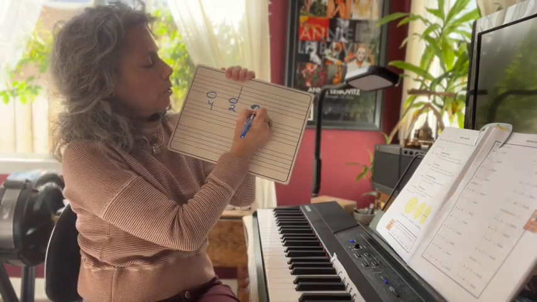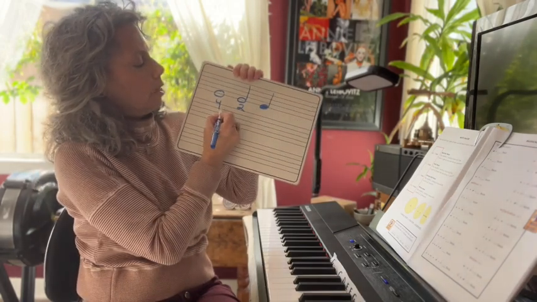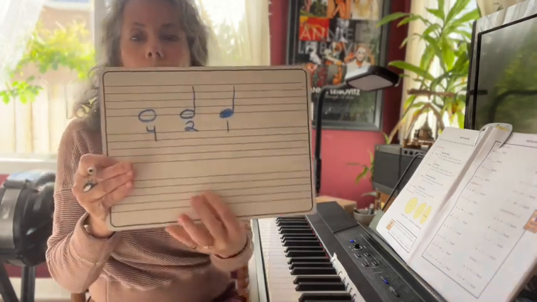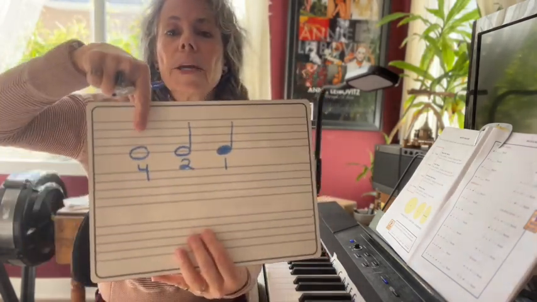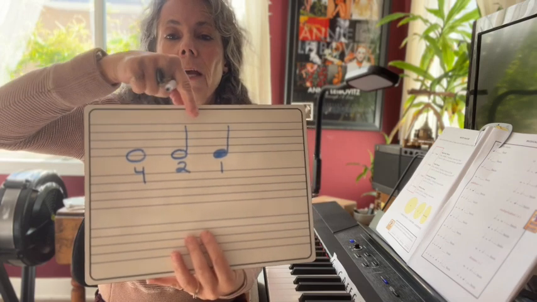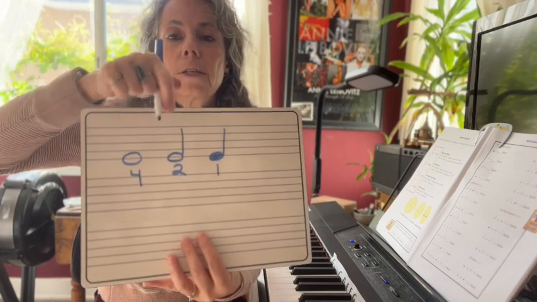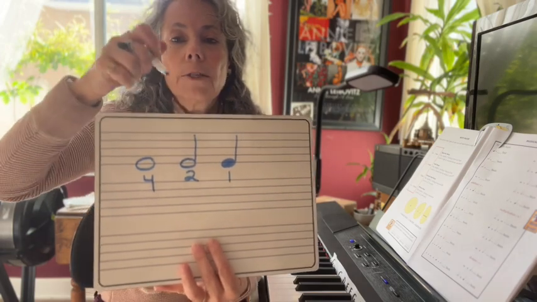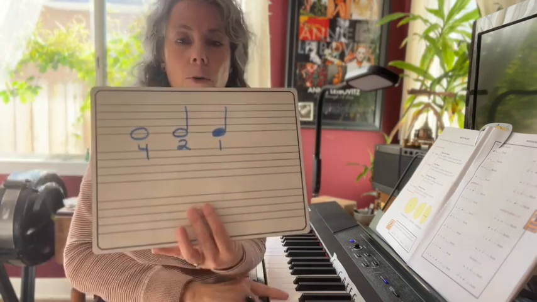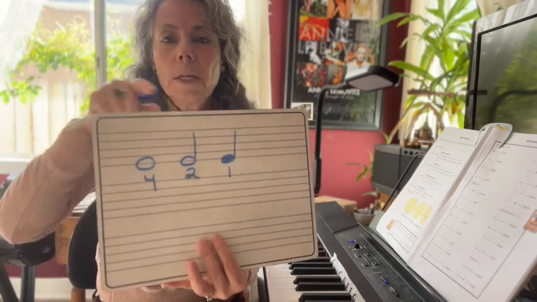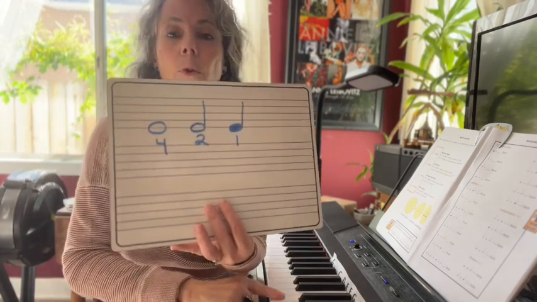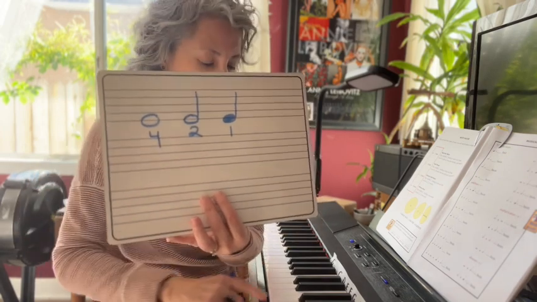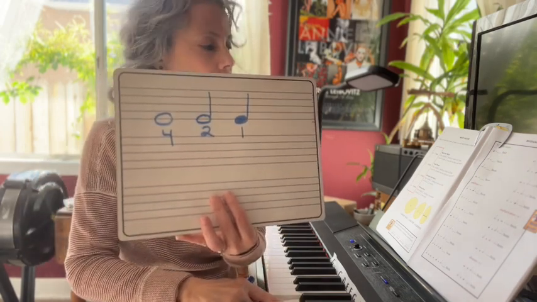A quarter of this whole would be a quarter note, and that gets 1 beat. So I just want to make sure that that makes sense. Whole notes get 4, a half of a whole gets 2, and a quarter of a whole gets 1. So this kind of a note you're going to play and hold for 1 beat, 1. A half note you're going to play and hold for 2 beats, 1, 2. And a whole note you're going to hold for 4 beats, 1, 2, 3, 4.